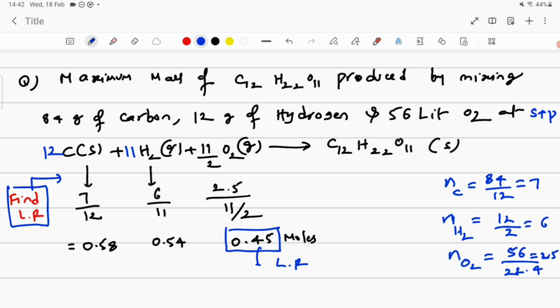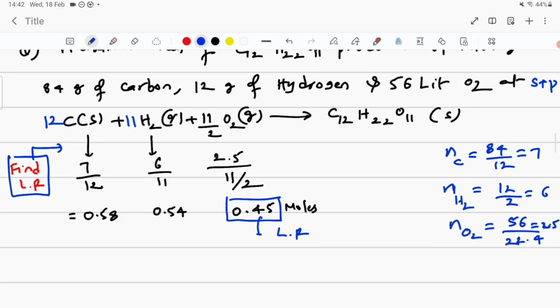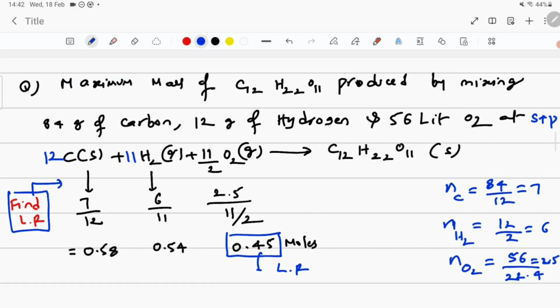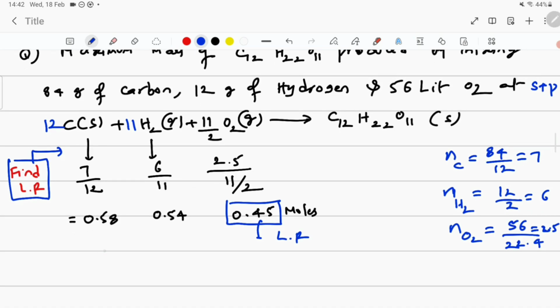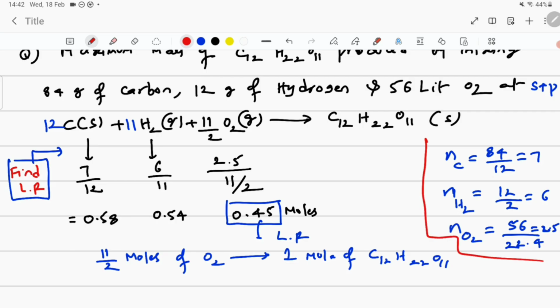See the calculation, LR is oxygen here. So based on this given LR, now we can proceed for the calculation of sucrose. They are asking here the maximum mass of C12H22O11 produced. So now based on this, 11.2 moles of O2 can produce 1 mole of C12H22O11.